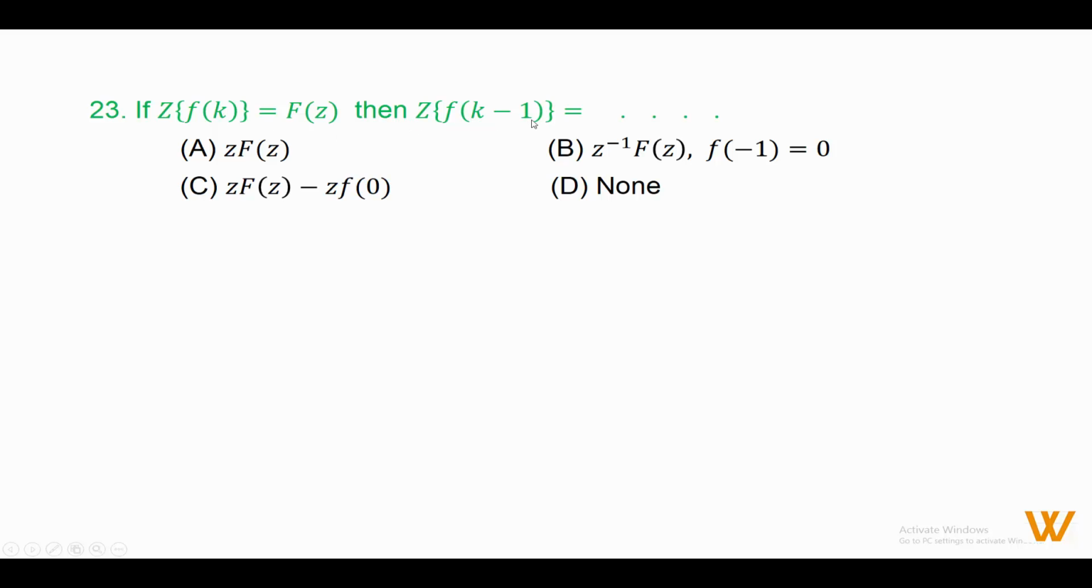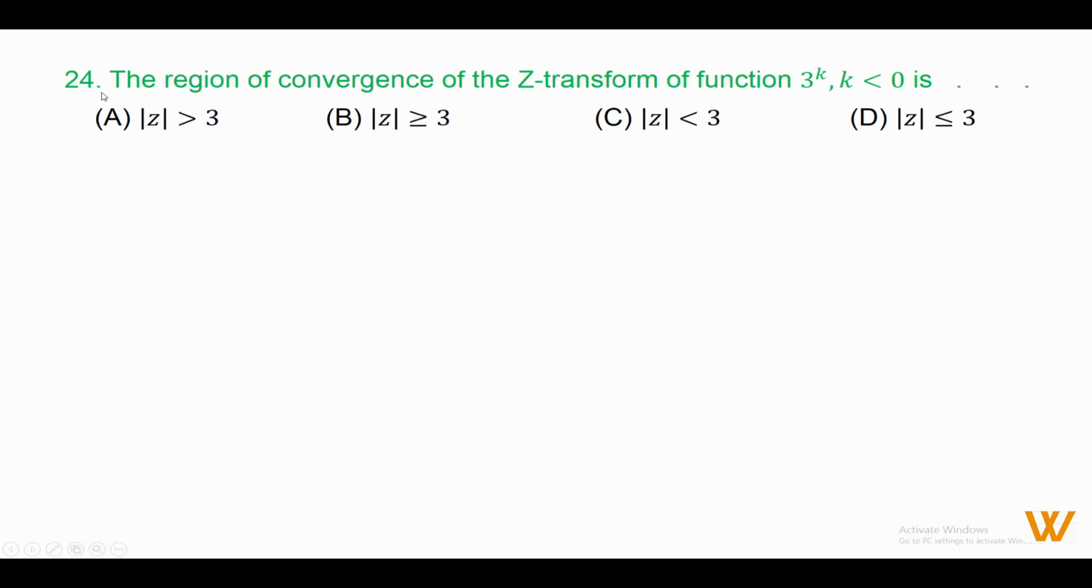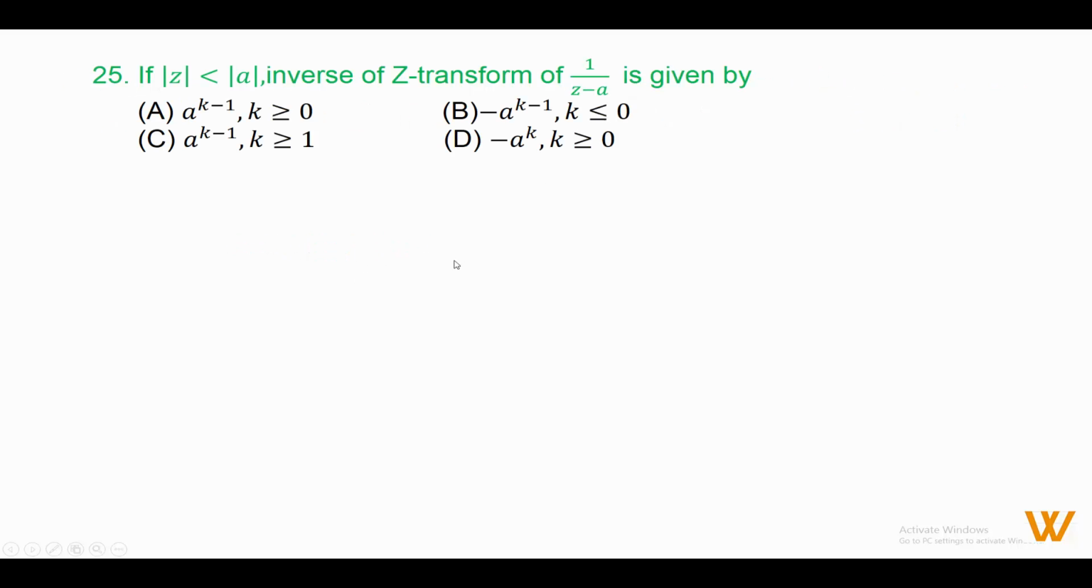Its Z transform is Z inverse f of z, f of minus 1 equal to 0. Means answer is B option. 24. The region of convergence of Z transform of function 3 raised to k for k less than 0 is mod Z less than 3. Answer is C option, mod Z less than 3.